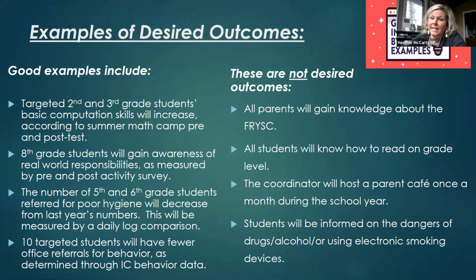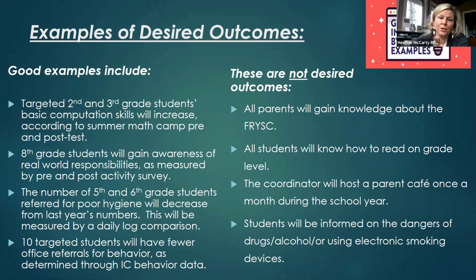So here are some examples for your desired outcomes. On the left-hand side, we have good examples. Number 1, targeted second and third grade students' basic computation skills will increase according to summer math camp pre and post test. So you see your targeted group, you have what you want to change, and then you also have how you're going to measure that you moved the needle. How did you make a change, your pre and post test?